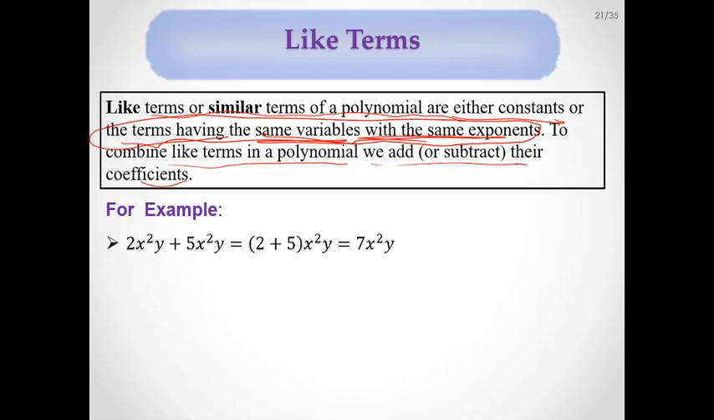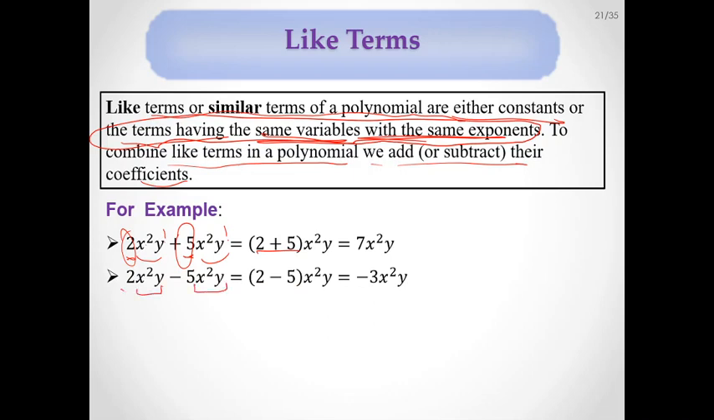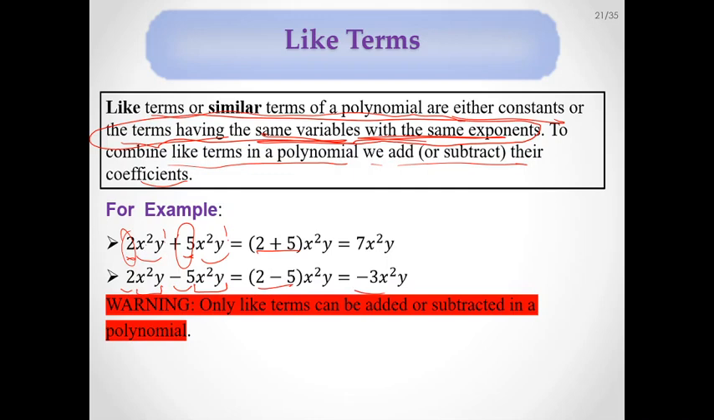For example, these are the same. Look, match the powers also. 2, 2, 1, 1. So when we add them, we add their coefficients. So it will be 7x squared y. Now look at them. Are they like terms? Yes. 2, negative 5. So 2 minus 5 will be negative 3.